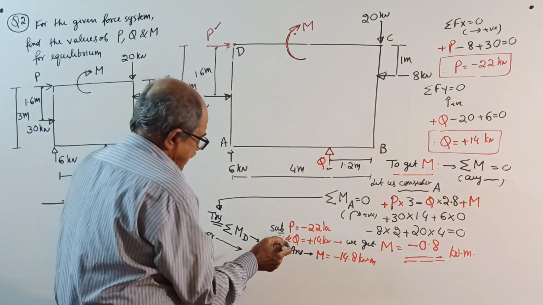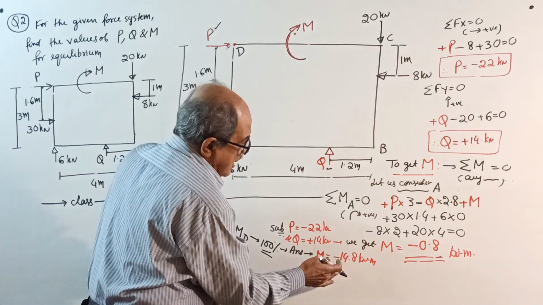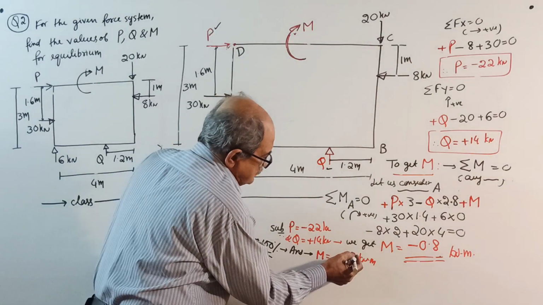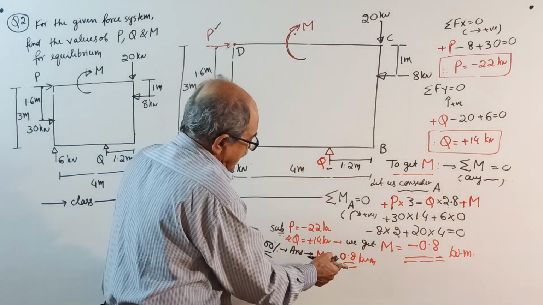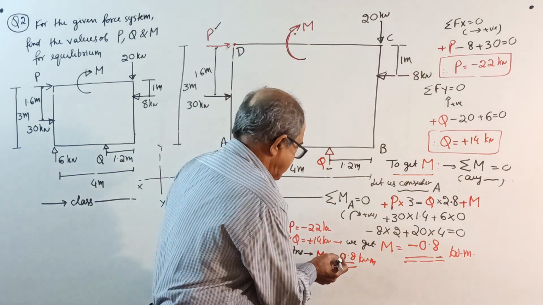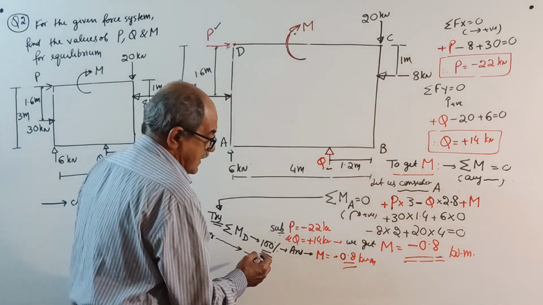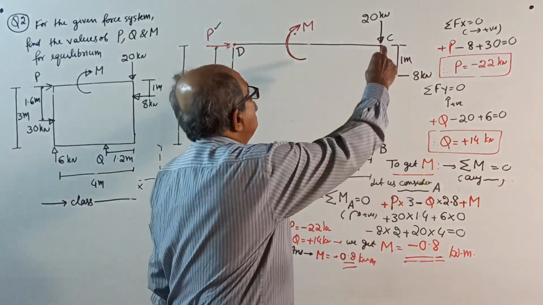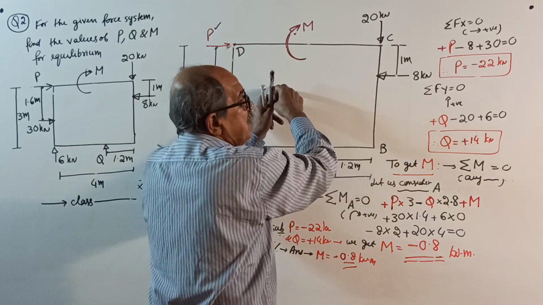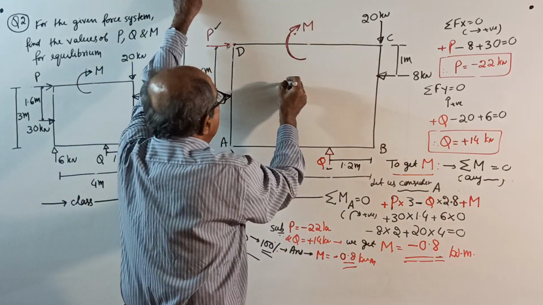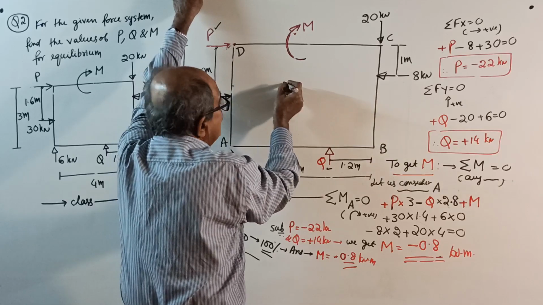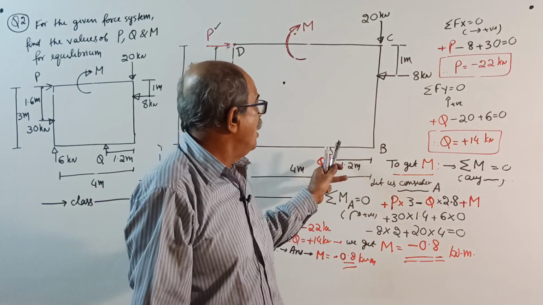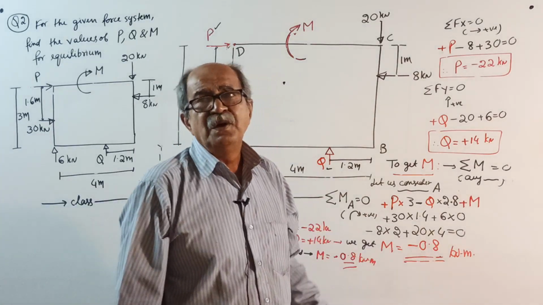You write it, 100%, my guarantee. The answer will come minus 0.8. Earlier it was minus 14.8 because when I solved, I took a wrong distance here. Now I corrected it: minus 0.8. Or for that matter, you take moment about any point. Take about C, take about B, mark a point of your choice, some random point, take some distance here, take moment. It is my guarantee that whichever point you take moment about, your M will come the same, minus 0.8.